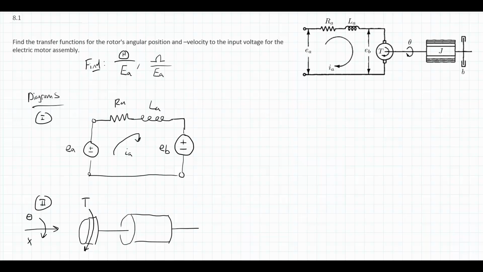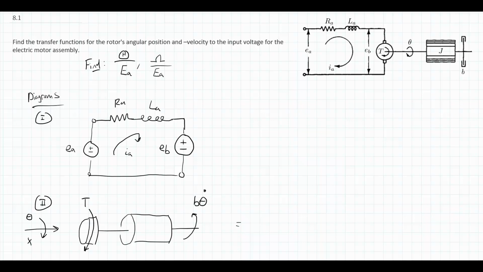And what other moments are going to be acting on this? Well, we have that rotational damper at the end. The rotational damper will always oppose the velocity. So it will be B times theta dot. And notice that is drawn around the negative x-axis, or it's going to be in the opposite direction of theta. And in this case, there's no other torques or forces acting on the rotor.